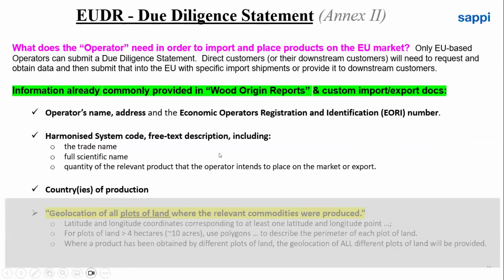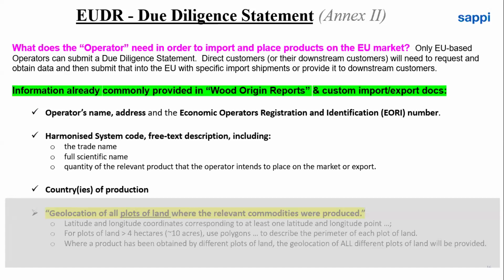All right, so what is this due diligence statement? This is outlined in Annex 2, the last page of the regulation. Again, remember, the operator needs to do this. The operator is the first EU entity that is importing the product and placing it on the market. So again, I'm going to venture to bet that that is not any of us in the room, including SAPI North America. We are not an operator because we are not based in Europe. So it's going to be one of our customers that has to do this.